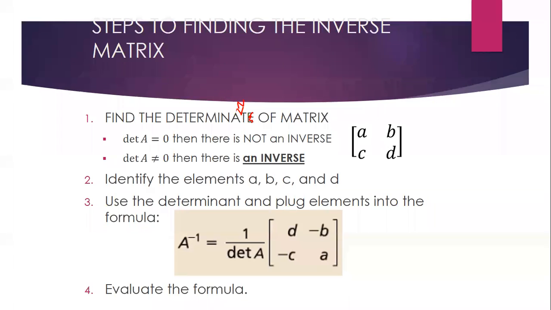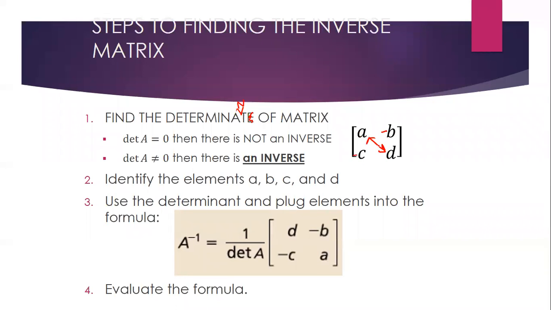Then with the elements, you're going to plug them into the formula. Your inverse formula is A to the negative 1 equals 1 divided by the determinant times this new matrix. Basically what's happening with the original matrix is that your main diagonal elements switch places, and your minor diagonal elements change signs. So main switch places, minor change signs.